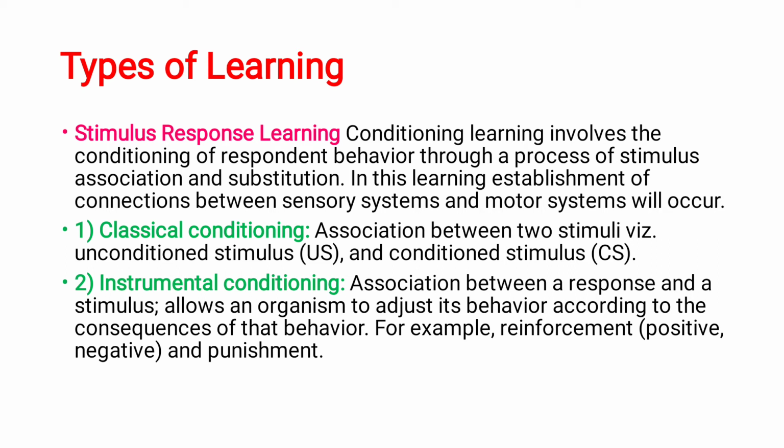Unconditioned stimuli and conditioned stimuli. Classical conditioning means association between two stimuli, that is unconditioned stimulus and conditioned stimulus. I will be dealing with the dog bell experiment in later videos. Instrumental conditioning is association between a response and a stimulus. In classical conditioning, two stimuli, one unconditioned and the other conditioned, will be correlated. In instrumental conditioning, a stimulus will be associated with a response, or a response with a stimulus.